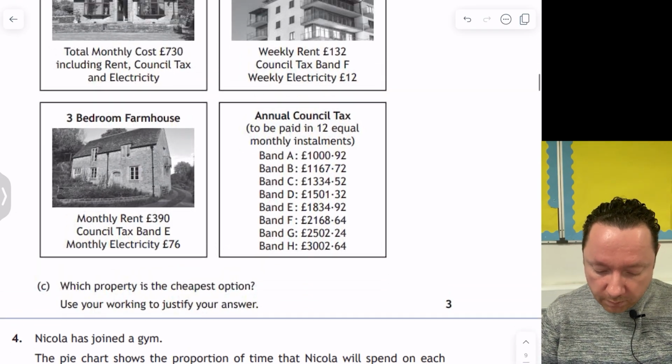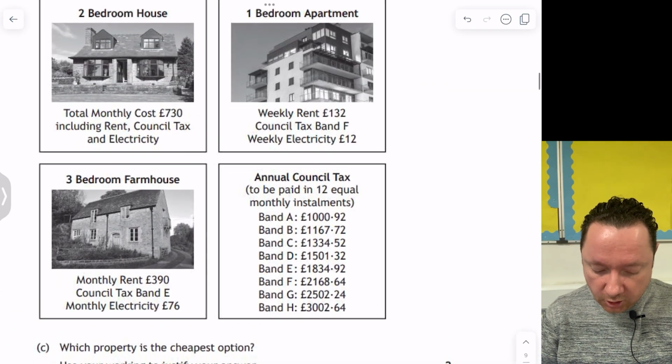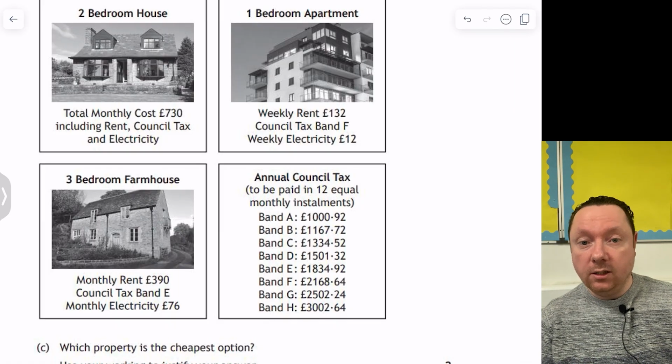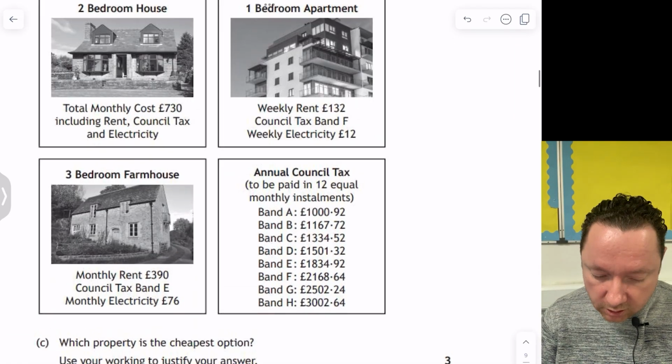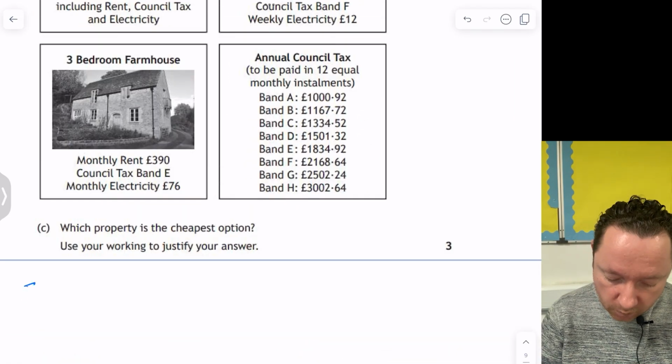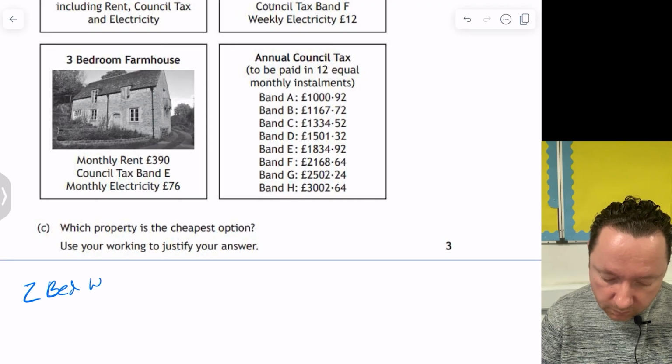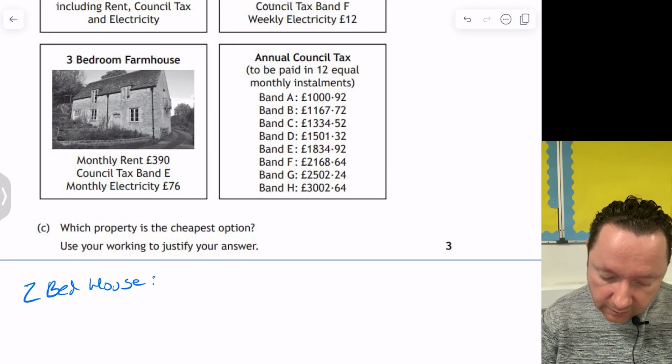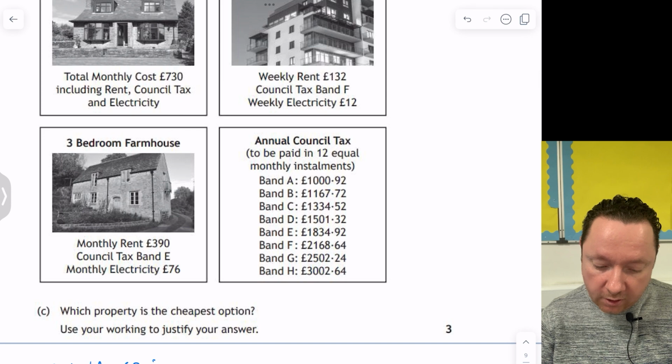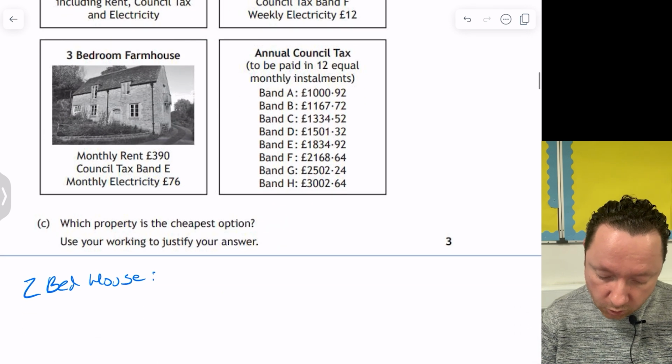It says, which property is the cheapest option? Use working to justify your answer. Well, it means I need to work out the price for each property then. So let's start off with the 2-bedroom house, 2-bed house. It says total monthly cost is £730, it includes everything. So no sum to do, that's £730.